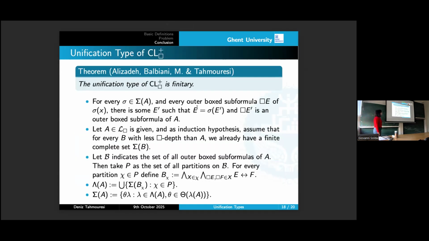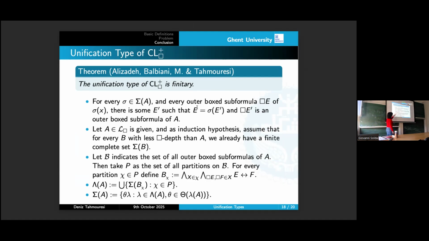And to address the main result: from the beginning, we were looking for the unification type of CL box clause, and we can now say it is finitary. This is the definition of faithfulness, something we had in mind.